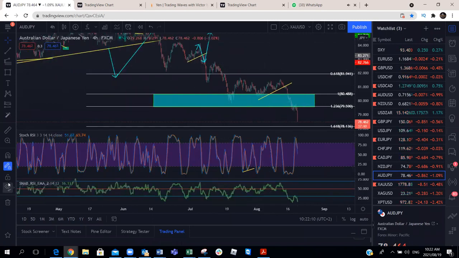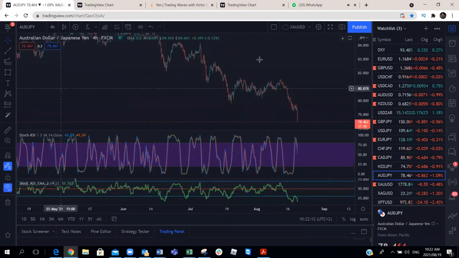Right, and then we've got Aussie yen. Since the break below this structure, it has been on a bearish move. So this was a setup on the 4 hour yesterday. So that's why we see that big move to the downside. Still bearish.